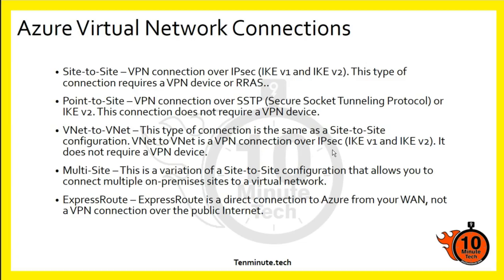Then you have, as we talked earlier, a VNet to VNet, right, which is a type of connection that uses the site-to-site connection. The VNet to VNet is a VPN connection over IPsec, and it does not require a VPN device. Then you have multi-site. This is a variation of site-to-site configuration, and allows you to connect multiple on-premise sites to a virtual network. And finally, you have ExpressRoute.